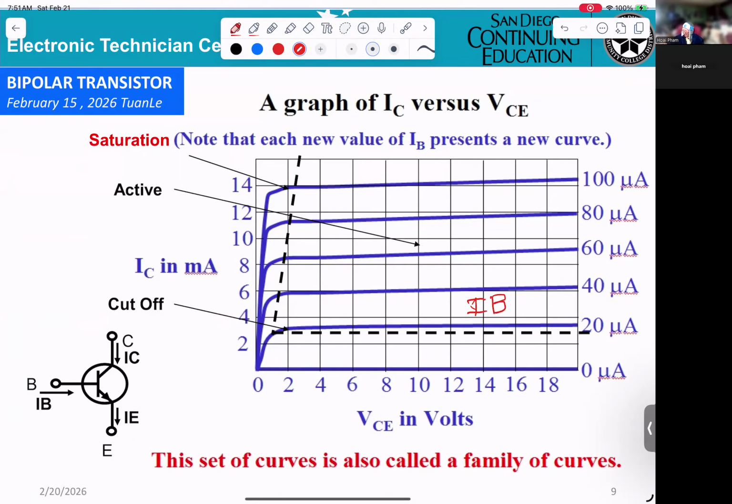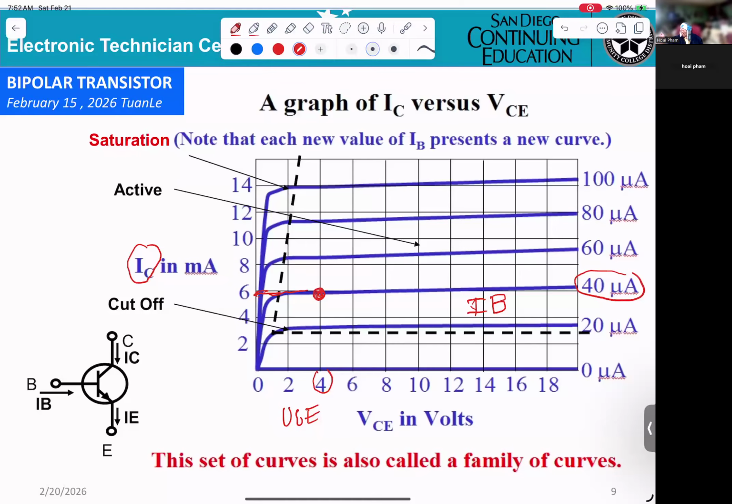So I'll give you an example. If I pick a point in here, I know the current IB equals 40 microamp. And if you want the current IC, you go to the left and you get the current IC. If you go down, you get VCE.